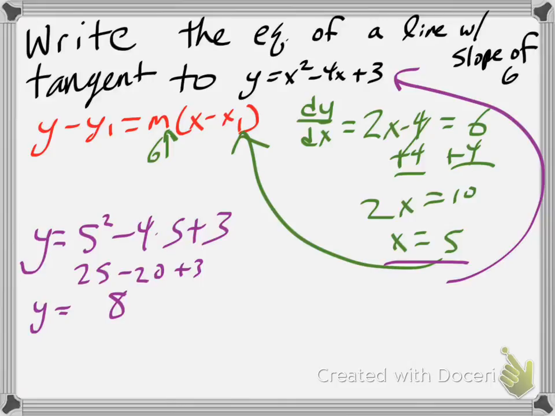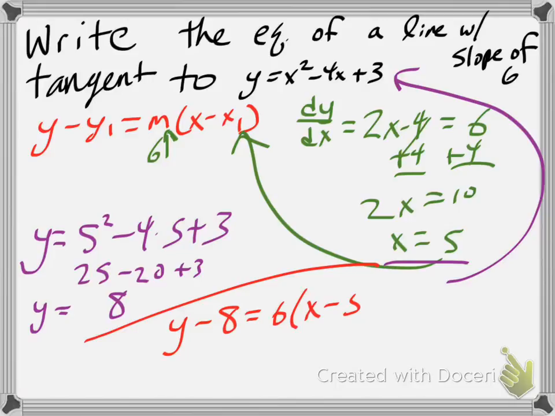So going back to the red function here, let me fill in the pieces down here. After all that, we have y minus the y value, which is 8, is equal to the slope, which we were given, 6, times x minus the x value, which we had to figure out. So there we go.